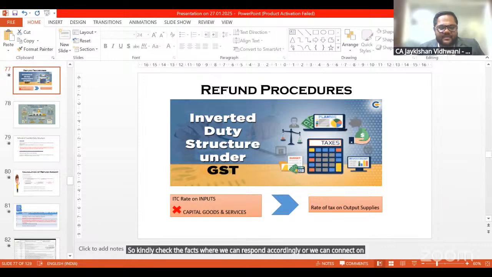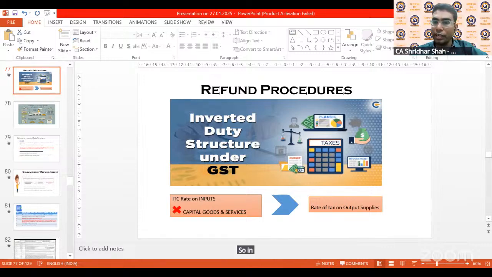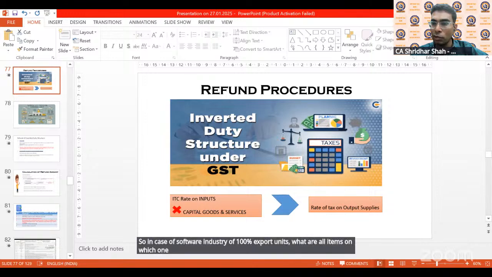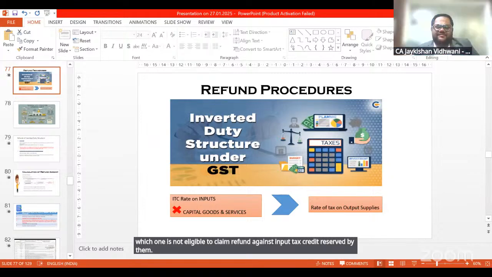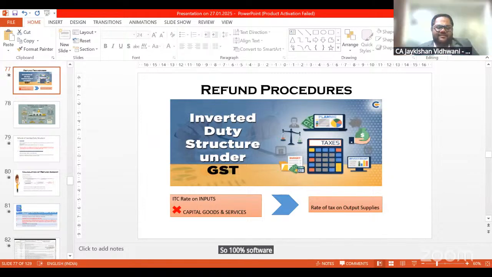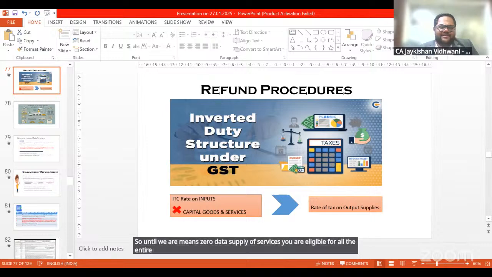So in case of the software industry of 100% export units, what are all the items on which one is not eligible to claim refund against input tax credit received by them? For 100% software industry, you are making zero rated supply of services. You are eligible for the entire refund. Only the amount of capital goods ITC won't be eligible for refund.